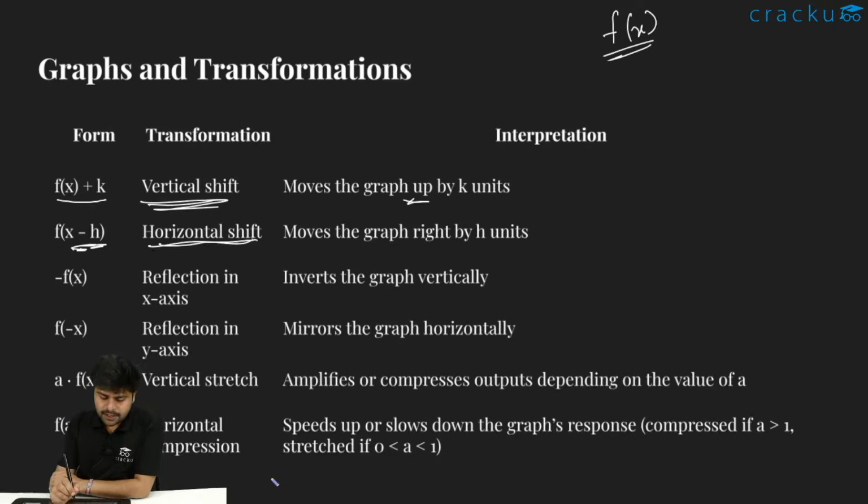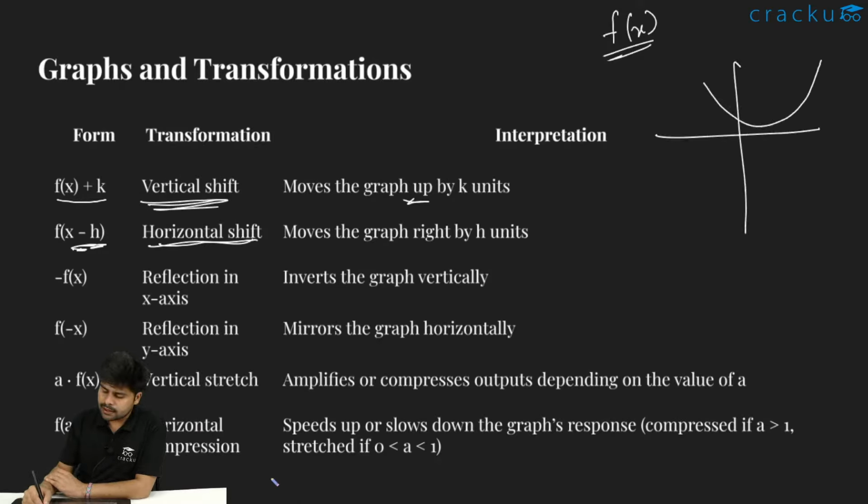Then comes reflection in the x-axis. So this is the x-axis. If there is a graph like that, and you want to reflect it so that it comes downwards, you can just take the negative of the whole output. So what is the output? The output is f(x). You can take the negative of it, and the graph will be inverted or mirrored against the x-axis. Then comes the reflection in the y-axis.